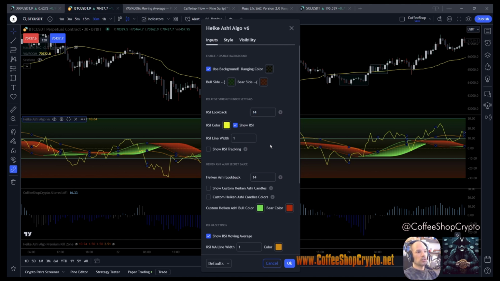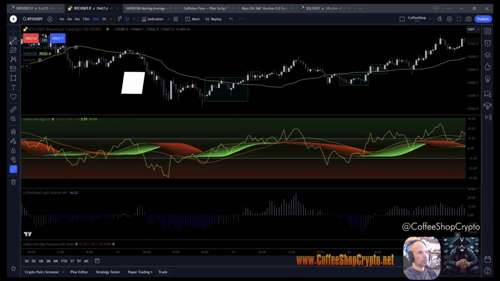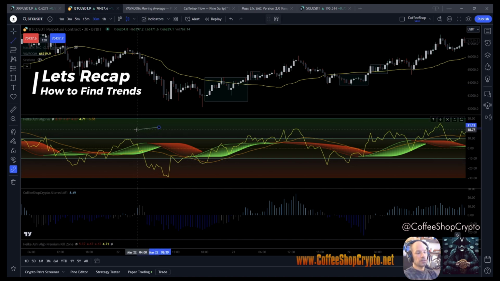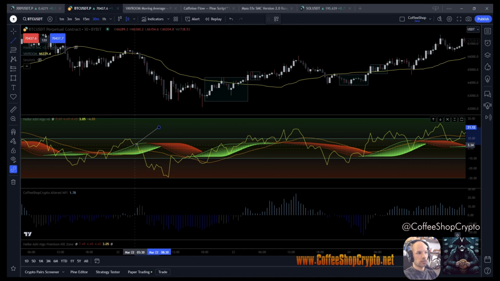Now you don't need the candles turned on for this one. I have mine turned off just so you can see what's happening a little more clearly on the chart. To give you a quick recap, if you want to know that you have a downtrend, you want your RSI right below the moving average and the moving average below your liquidity ribbon. The moving average crosses below the ribbon here, but your RSI is still above it. And then the RSI crosses below both of them at this point.